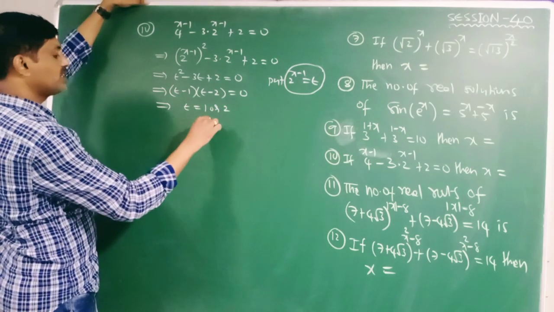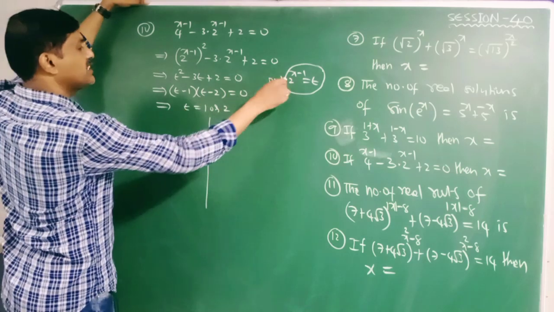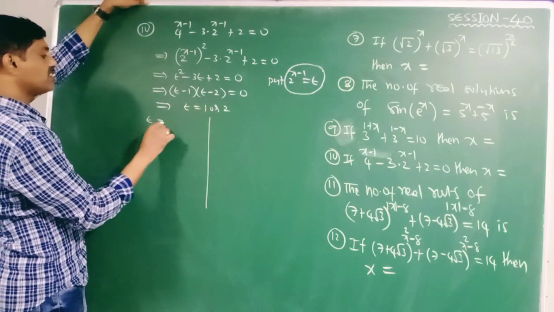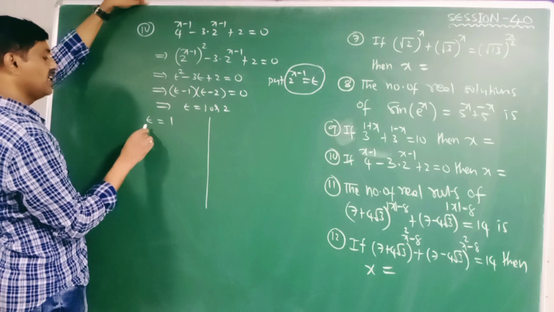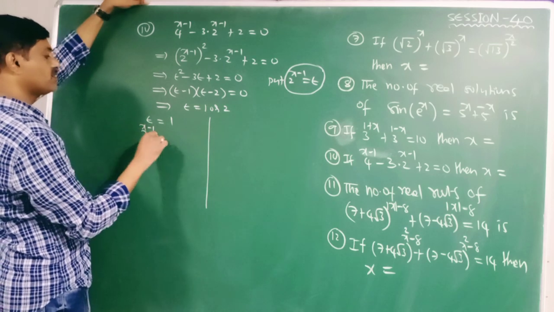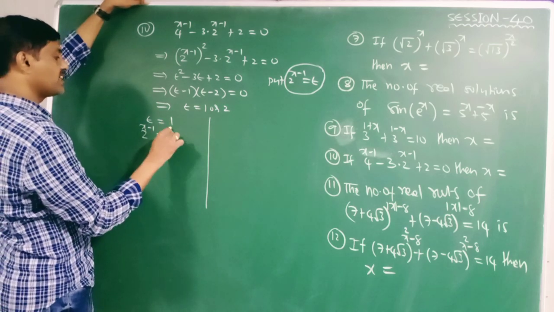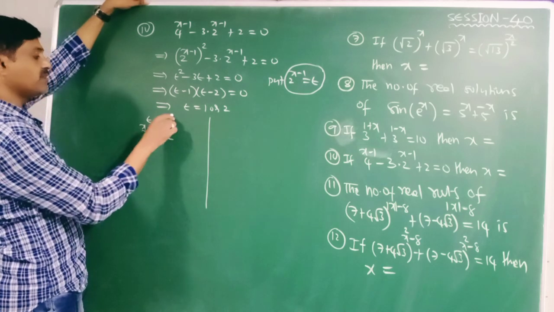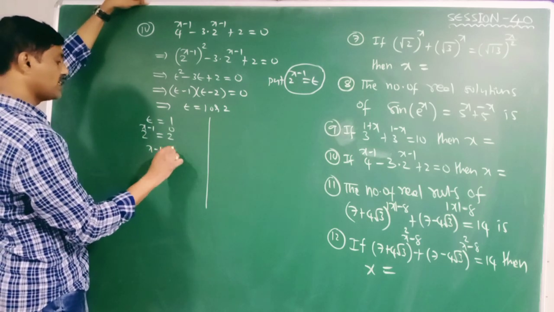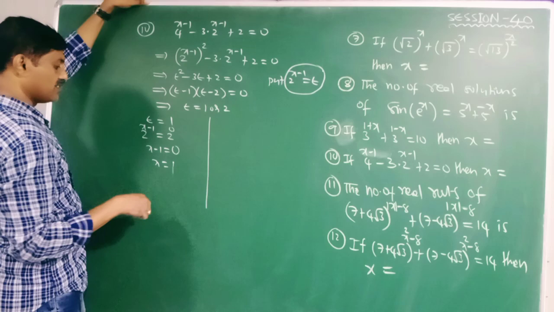Now what is case 1? What is t actually? t = 1, as t is nothing but 2^(x-1) = 1. 1 we can write as 2^0, anything power 0 is 1. Therefore x - 1 = 0, so x = 1 here, where the powers are the same.